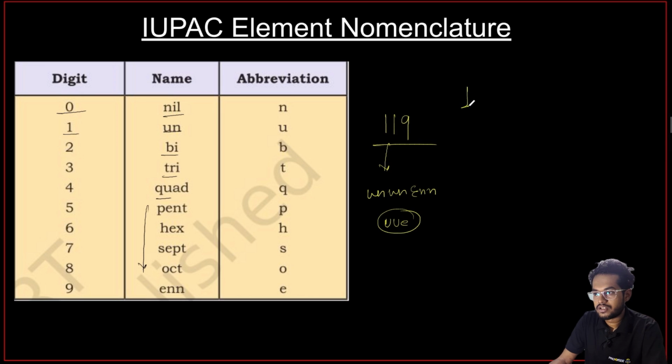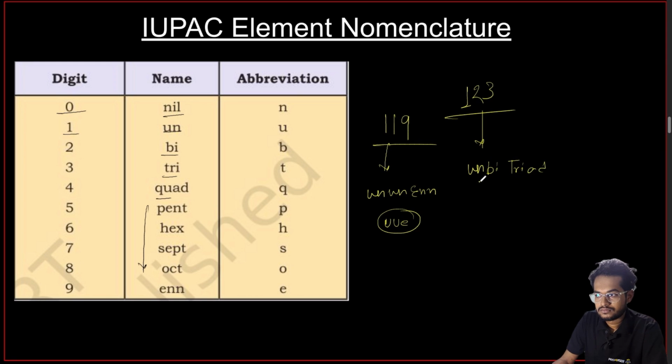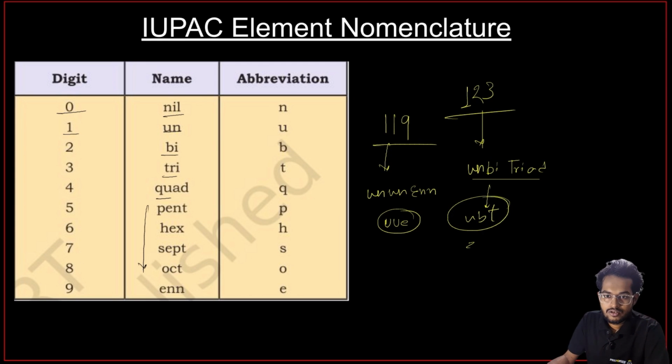Suppose someone discovered 123. How will you name it? Using the same approach, 1 is un, 2 is bi, and 3 is tri. I hope you understand this, and so let's proceed further.